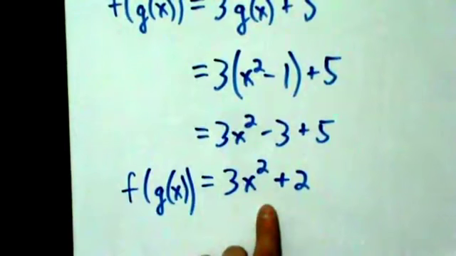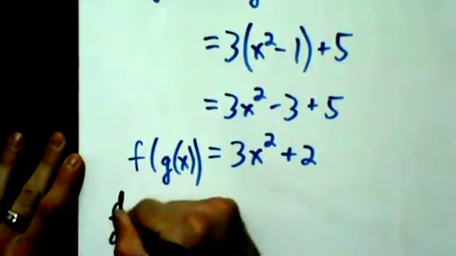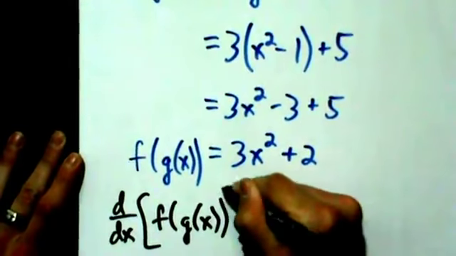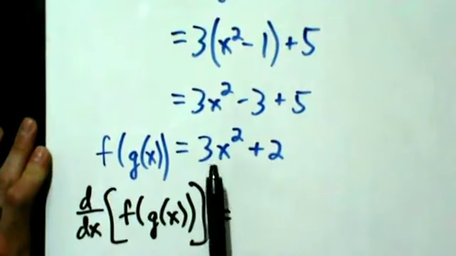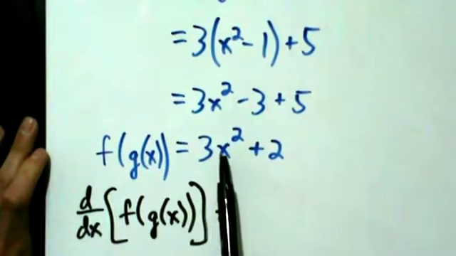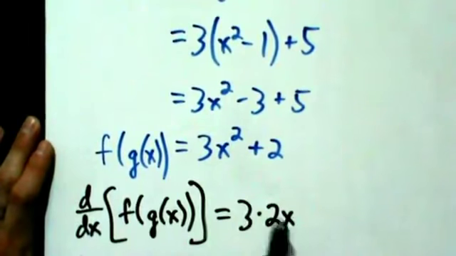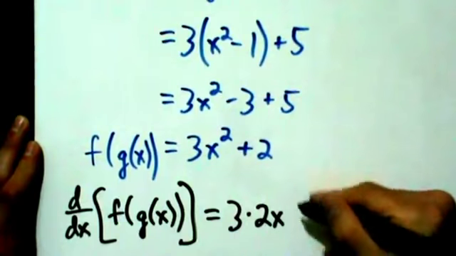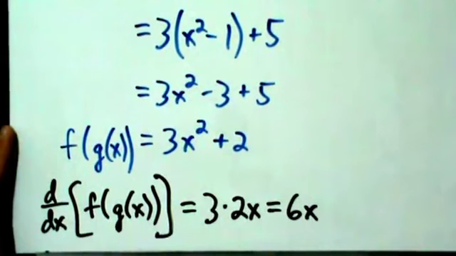Now we can just find the derivative of that directly, right? That's not too complicated. So let's go ahead and do that. d/dx of f of g of x equals what? We're taking the derivative of 3x squared plus 2. The derivative of 3x squared is going to be 3 times 2x, and then plus 2 is just a constant, so the derivative of that is 0, so there's nothing there. So this is just 6x. That's the derivative of this composition function.